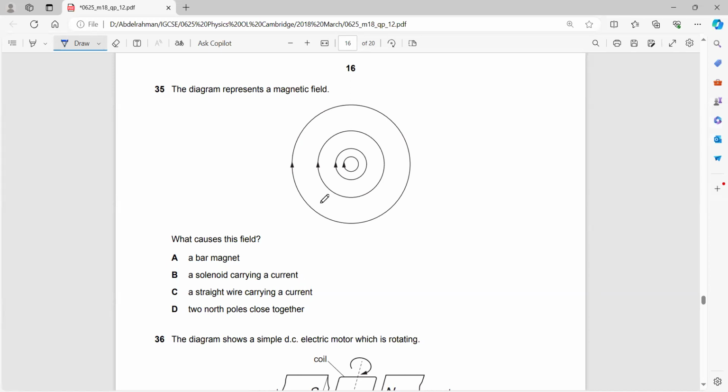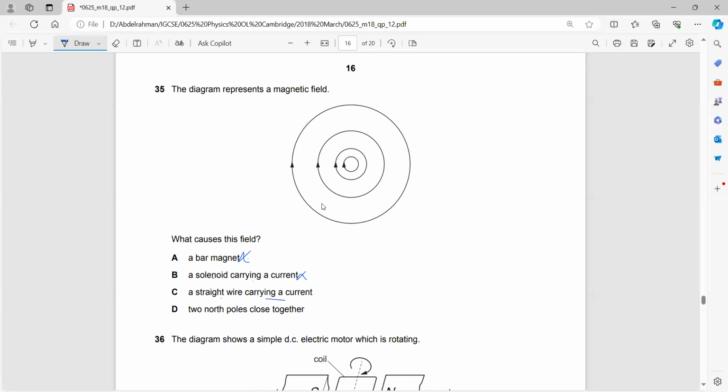What could cause this shape of the magnetic field? A bar magnet? Could a bar magnet cause this field? No. A solenoid carrying a current? No. It would actually cause a magnetic field quite similar to the bar magnet.